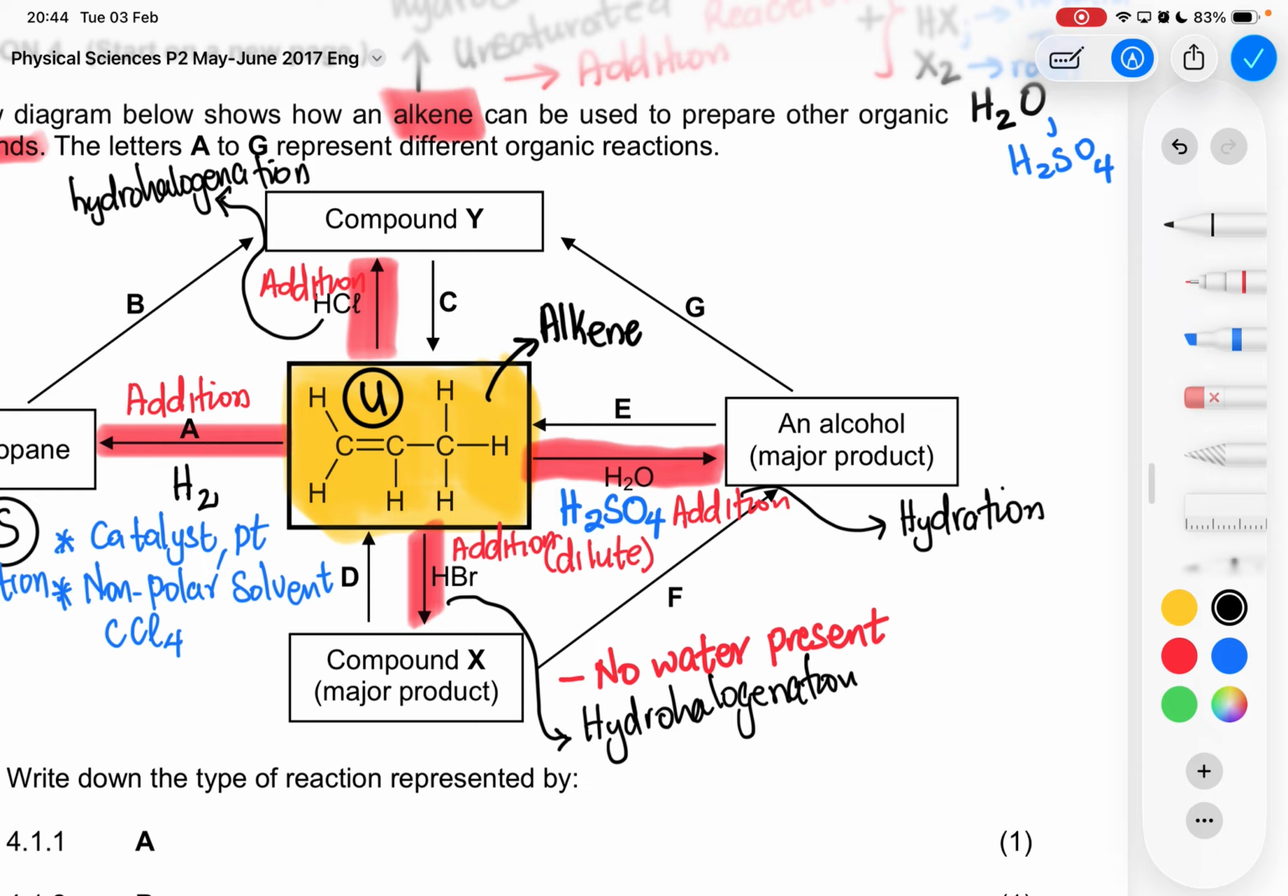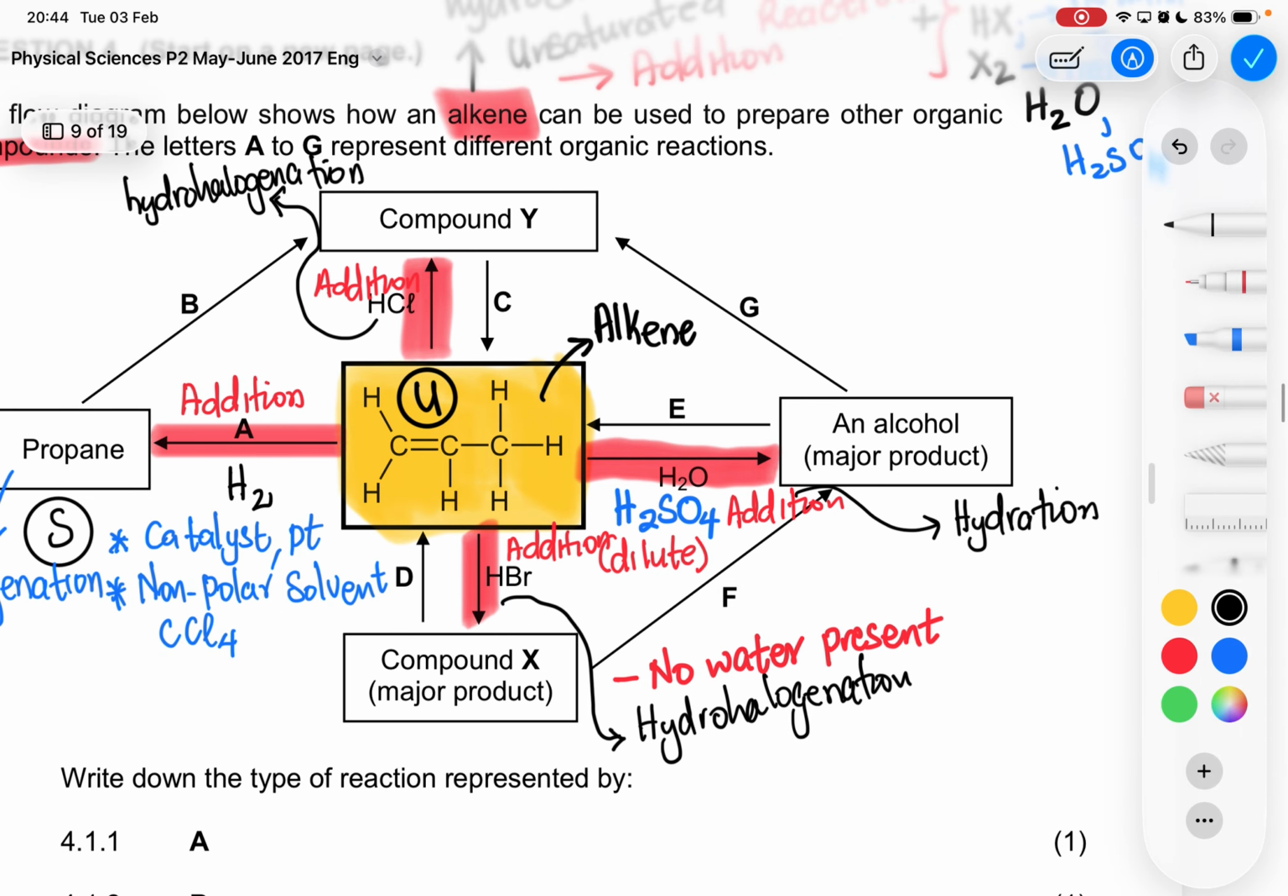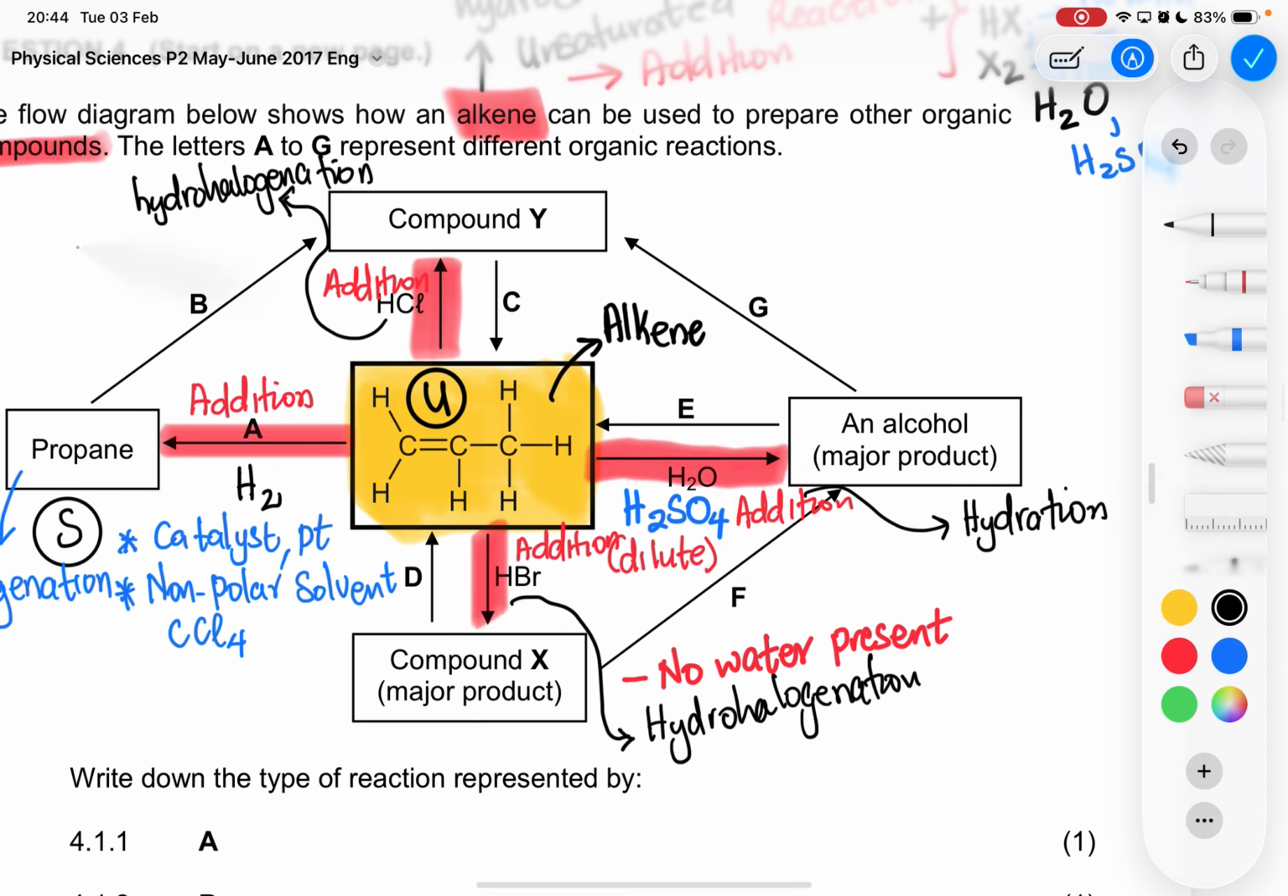And compound Y, okay, sharp. I think I spoke about all the addition reactions, and their reaction conditions. No water must be present. Okay. And so I'm done with those ones.